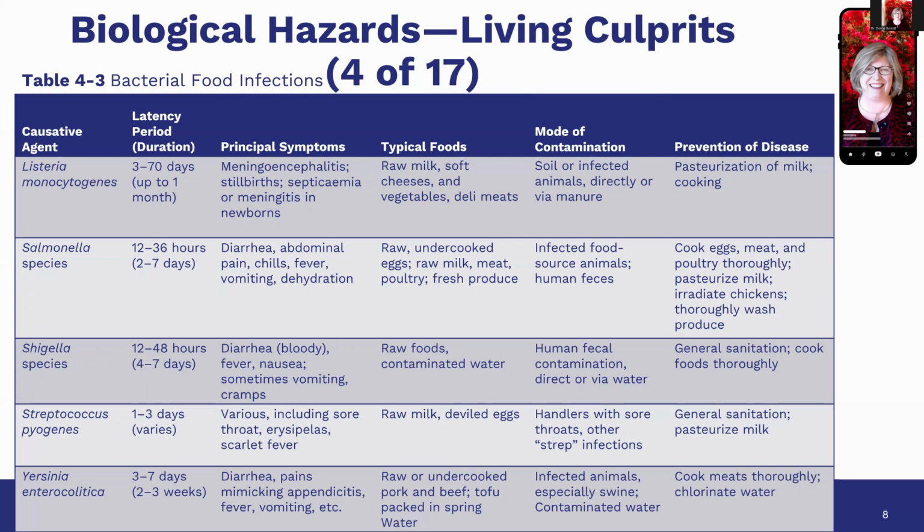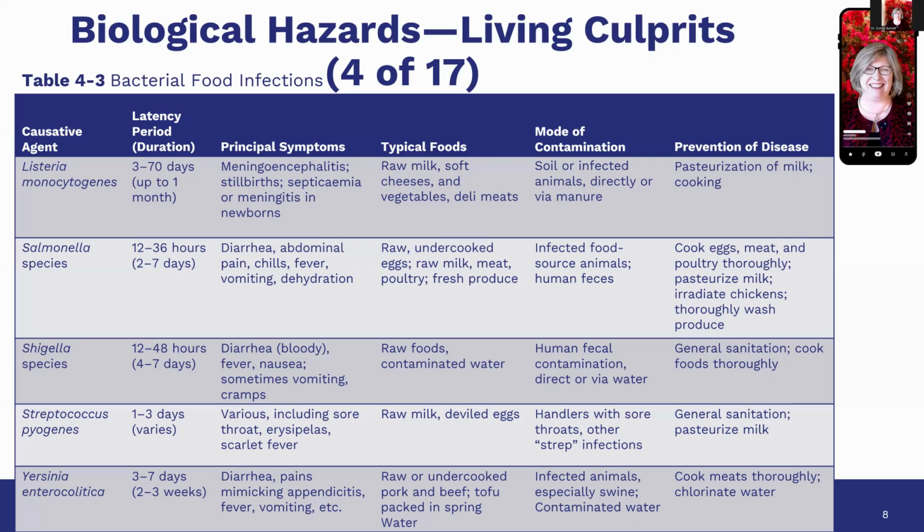So let's look at just a couple here. Let's look at Salmonella species. The latency period would be 12 to 36 hours, meaning let's say you ate lunch at 12 o'clock at noon, 12 o'clock midnight, you might start experiencing diarrhea, abdominal pain, chills, fever, vomiting, dehydration. If you've ever had foodborne illness, you know what I'm talking about. It can happen rapidly. It might take some time. Here, up to 36 hours. You might not even remember what you ate at that point. It's one reason it's very difficult to track these down.